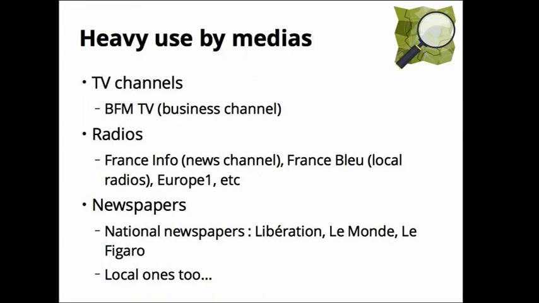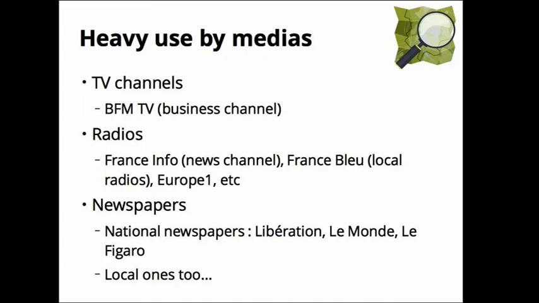uMap is really heavily used. We have TV channels using it. We have radios. We have newspapers. So the press is using it a lot. During the last French elections, the municipality elections, I think in one day we had something like 150,000 maps displayed. So it means that a lot of people saw some OpenStreetMap maps. The attribution is managed by uMap, so it's clearly attributed.